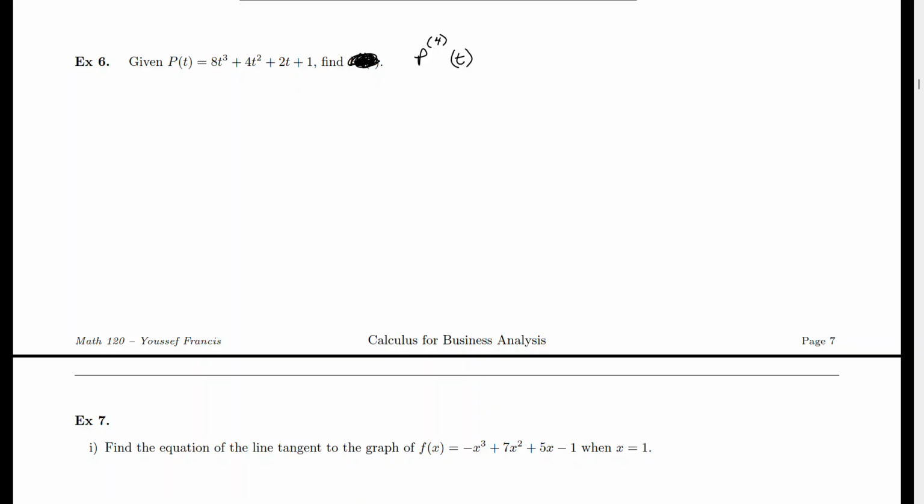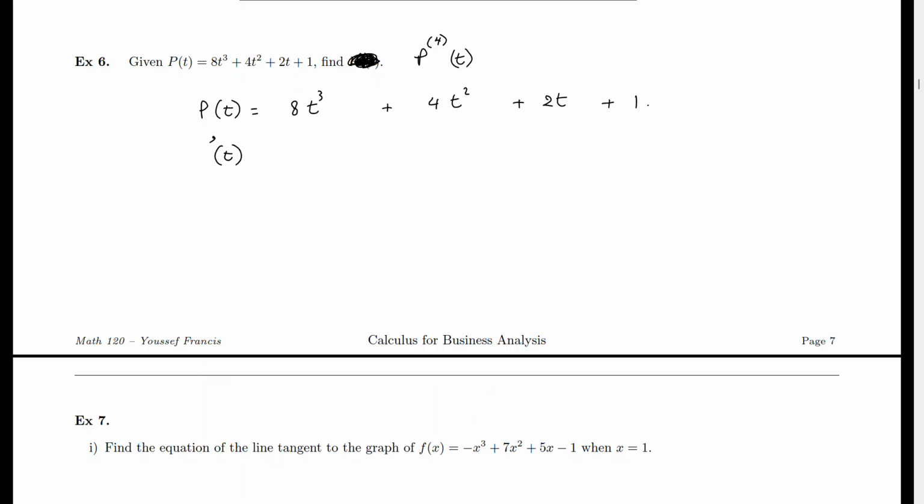So that means we are going to start with P of t, and to be as organized as possible, I'm going to make a massive column and kind of keep track of everything that way. So I'll space them out, and I'll start with the P prime of t.